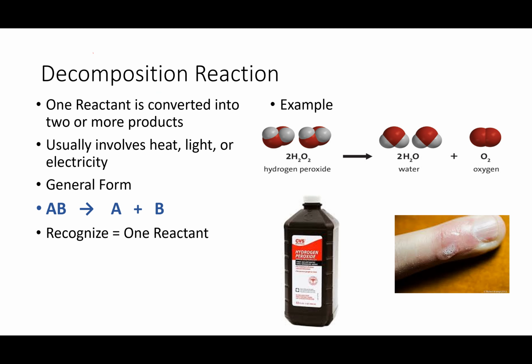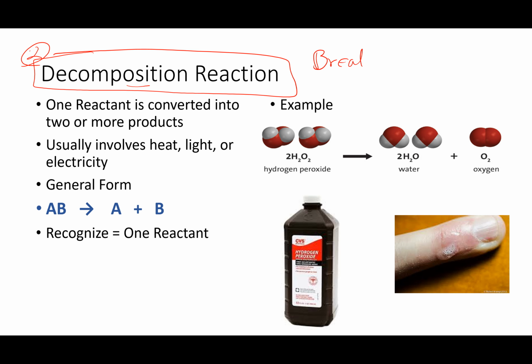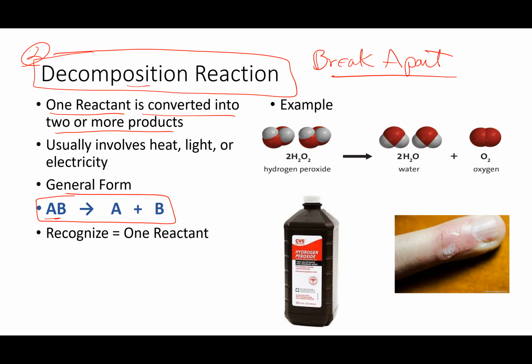The second kind of reaction we're going to talk about, this is our second type, is decomposition. Well, when something decomposes, that means it's going to break apart. And a decomposition reaction is going to involve one reactant that is converted into 2 or more products. The general format is going to look like this. AB is going to decompose into 2 or more other things.